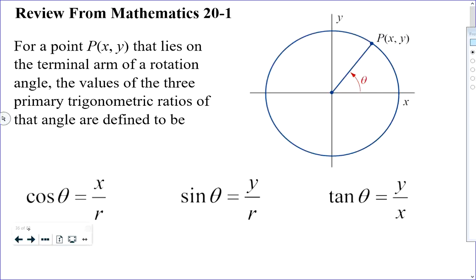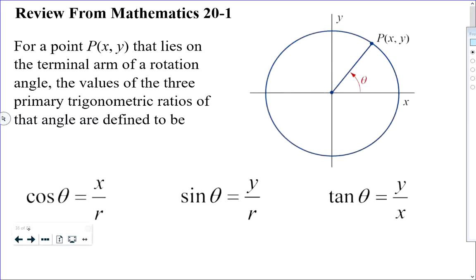And although that diagram that I have drawn shows theta in quadrant 1, these 3 definitions, it's deeper than saying just a definition, but these 3 statements are true regardless of the rotation angle. It doesn't matter where the rotation angle ends up terminating in terms of an arm.